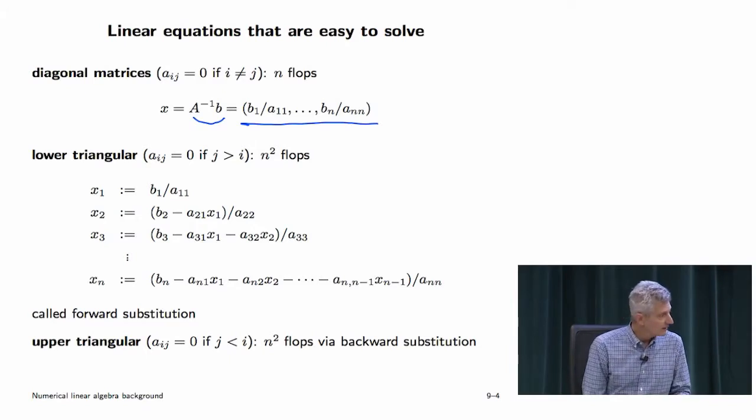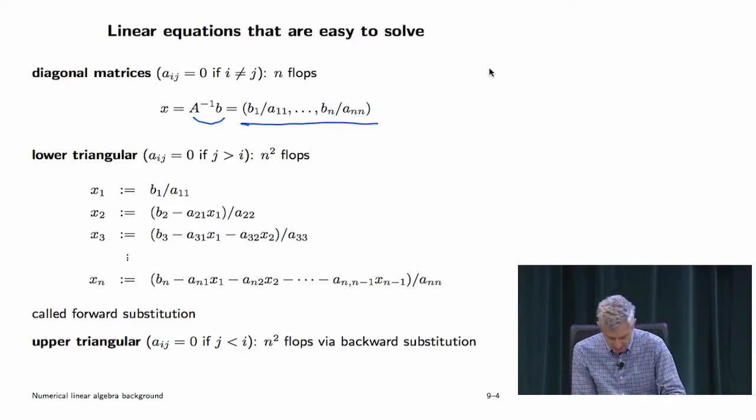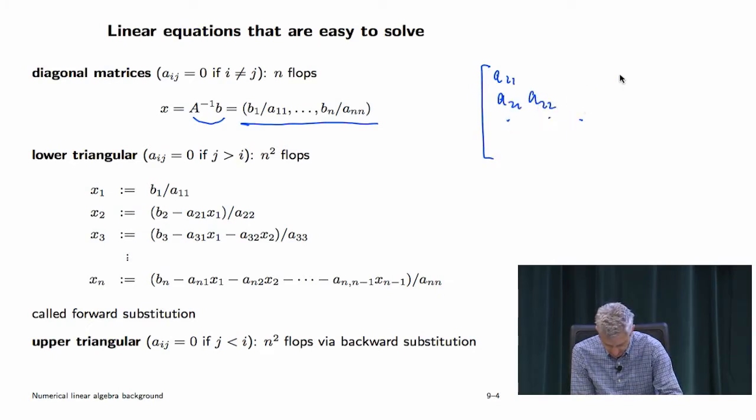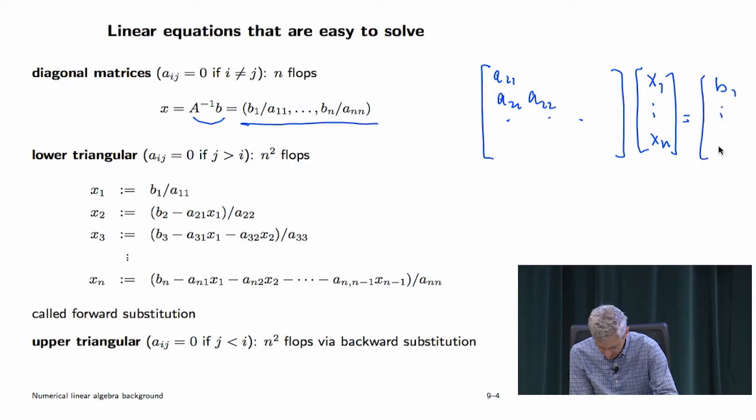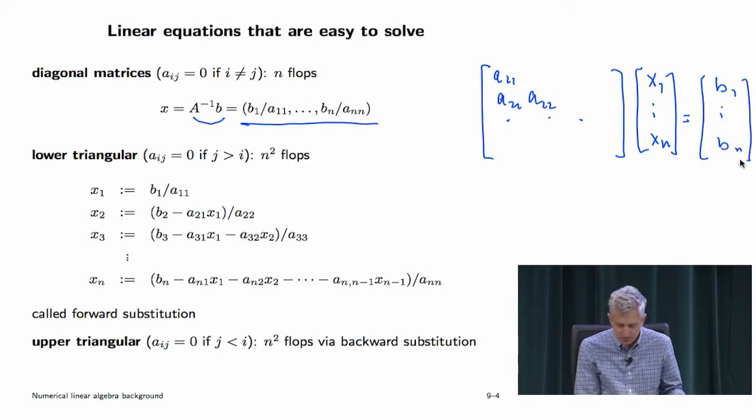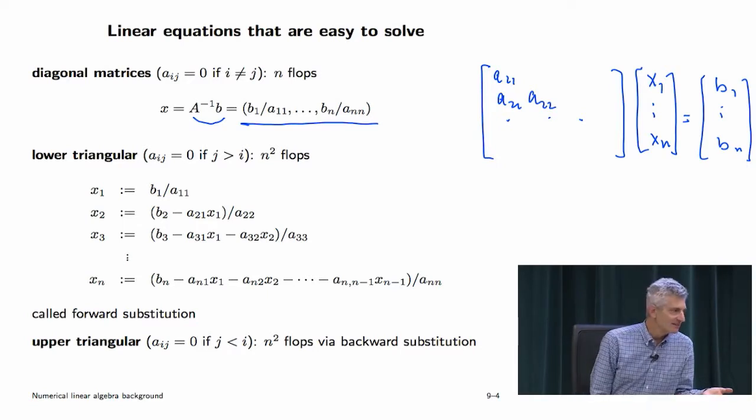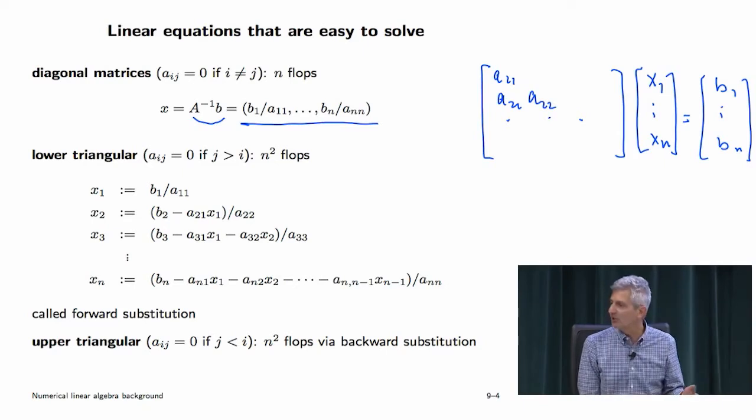The next one is interesting. It says that a matrix is lower triangular. It looks like this: A11, A21, A22, something like that. You're multiplying this by x1 up to xn, and that's supposed to be b1 up to bn. How do you do this? You look at the first row. The first row says A11 x1 equals b1, so x1 is obviously b1 over A11.